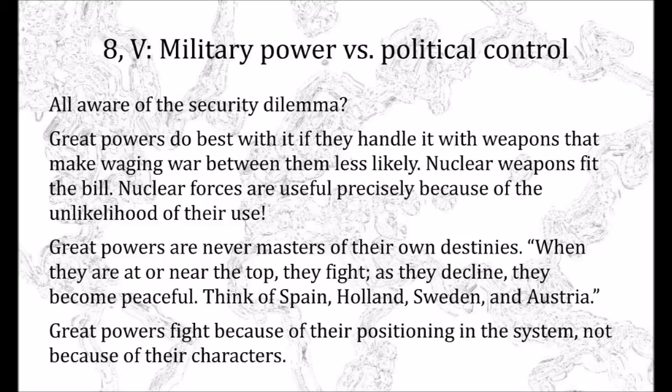He also notes that great powers are never masters of their own destinies. This is a completely false view, so it's completely unrealistic to expect them to be able to always get what they want. When great powers are at or near the top, they fight. As they decline, they become peaceful. Think of Spain, Holland, Sweden, and Austria. When they were great powers, they were all fighting each other. Great powers fight because of their positioning in the system, not because of their characters.